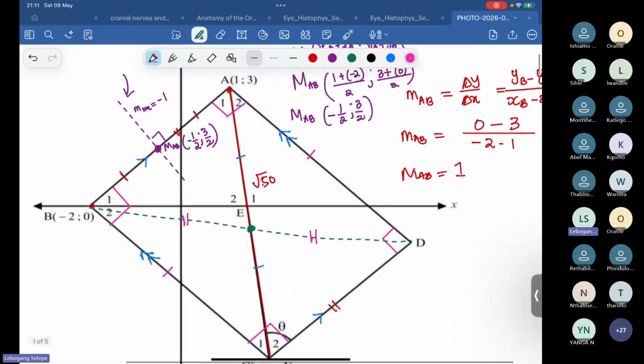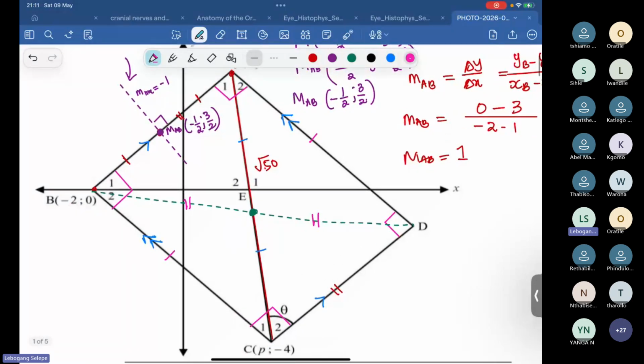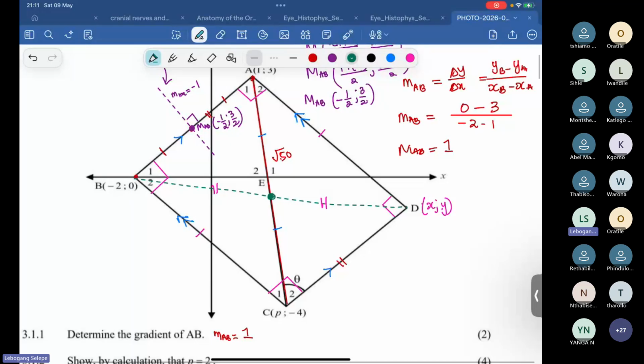I said to you, if a question tells you about diagonals that bisect each other, and you have to determine the coordinates of a specific point that you don't fully know, the best thing to do is to firstly find the coordinates of the midpoint, which is this green point here, right? Because we know that AC and BD share the same midpoint because they bisect each other. So now, how do I determine the midpoint of AC?